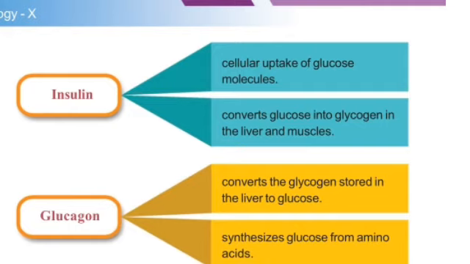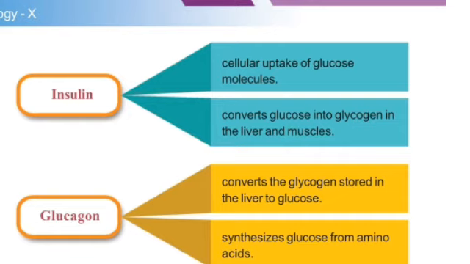And glucagon acts when the glucose level decreases below the normal 70 to 110. When it is less than 70, glucagon converts glycogen stored in the liver into glucose. Insulin converts glucose into glycogen, but glucagon converts glycogen into glucose, so the glucose level increases. It also synthesizes glucose from amino acids. By these two processes, the glucose level is balanced.